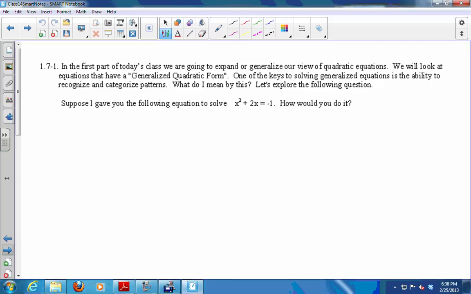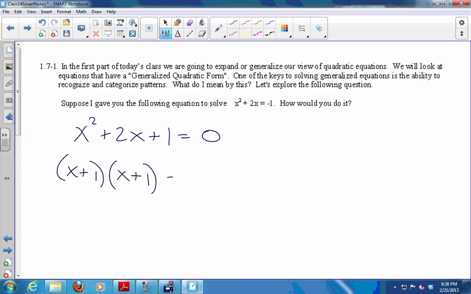So suppose I gave you the equation x squared plus 2x equals -1. How would you go about solving it? Make it equal to 0. So I would have x squared plus 2x plus 1 equals 0. Factor. This factors to x plus 1, x plus 1. Set each factor to 0. You don't really have to do it twice because it's the exact same thing, and you get x equals -1.